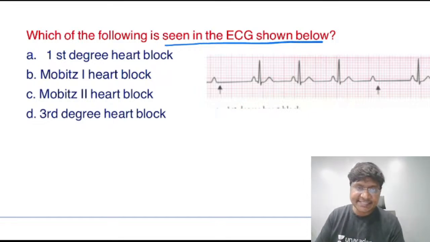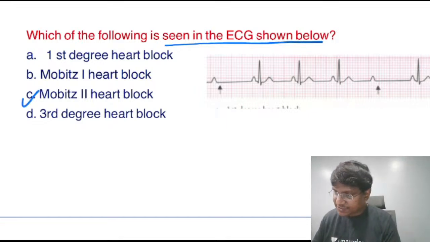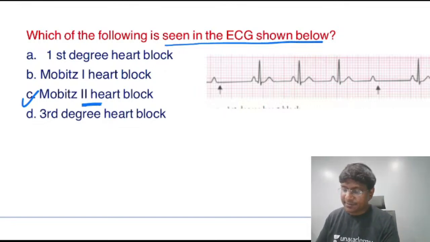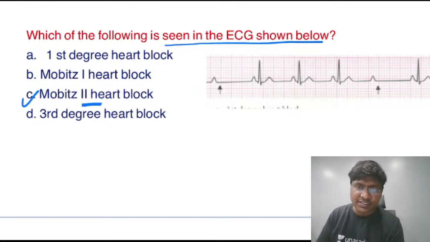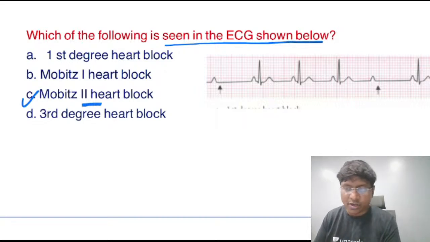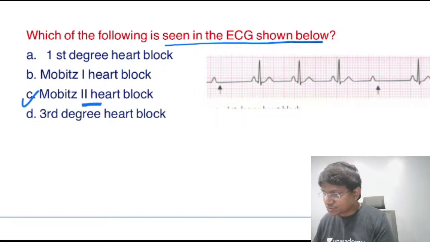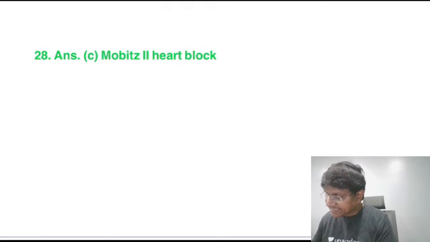Right, so this is the ECG which is suggestive of Mobitz type 2 heart block. So what is it that you are able to notice? The PR interval is constant, but there is an intermittent drop in the QRS complex. So this is suggestive of Mobitz type 2 AV block.